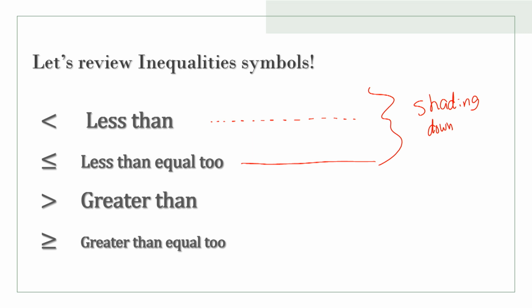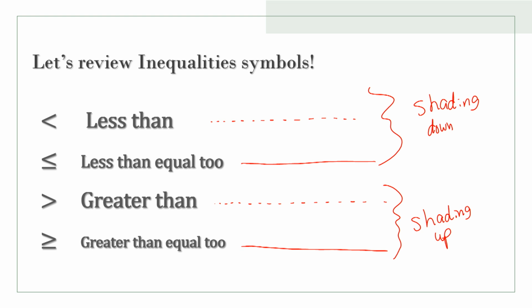So let's look at the next two. I have greater than. Again, greater than is going to be graphed as a dotted line. Greater than or equal to is going to be graphed as a solid line. And then when I graph these, what I'm doing is I am shading up.